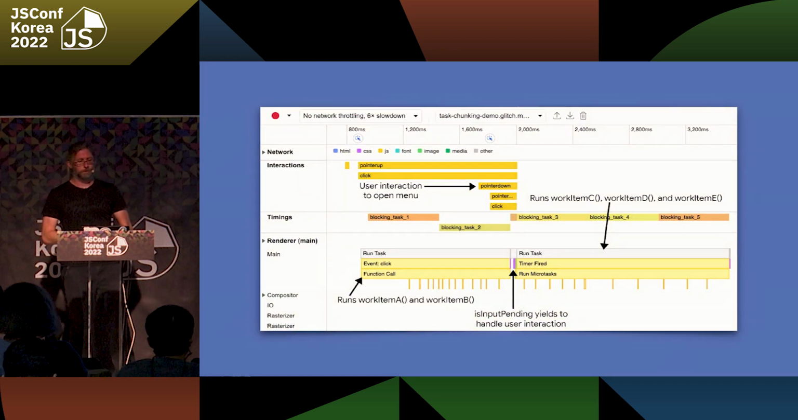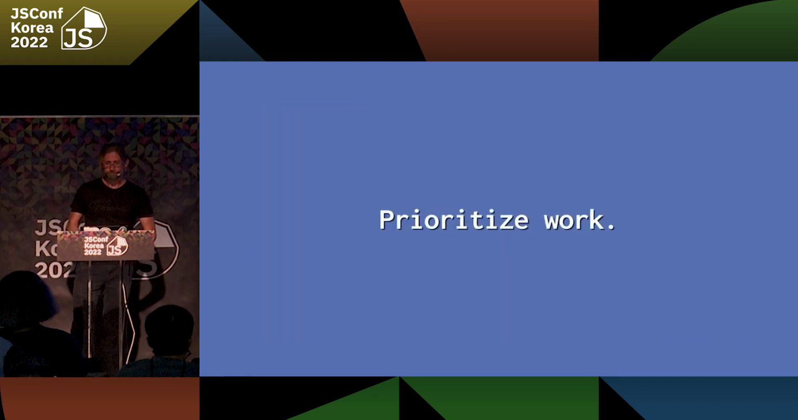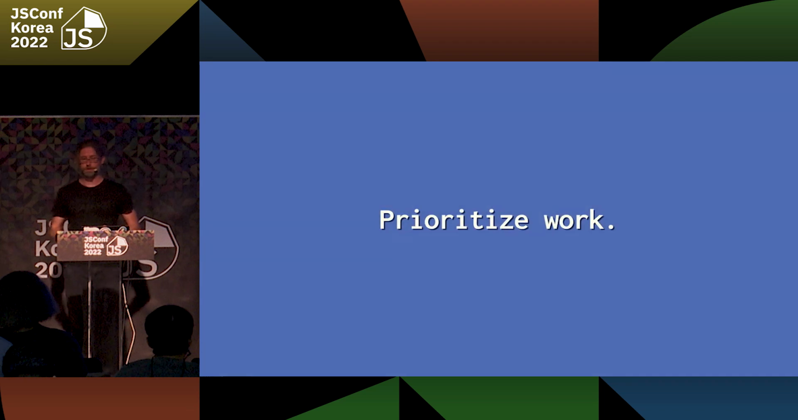Here we have a large blocking task that doWork kicks off. However, in the middle of that task, isInputPending is used to see if a pending user interaction is waiting for the main thread, which in this case is brought on by clicking a button to open a navigation menu. When isInputPending turns true, we yield to that interaction and allow the browser and the main thread to handle it. But there is more that you can do, and that involves prioritizing tasks.